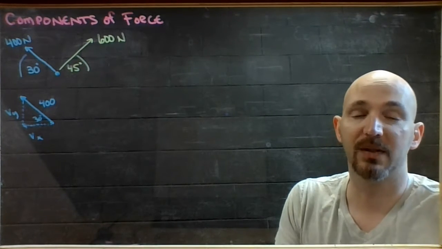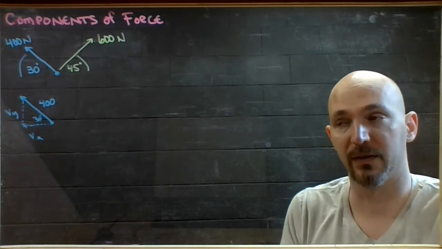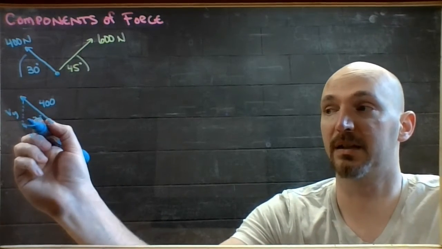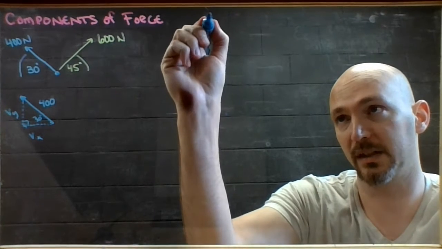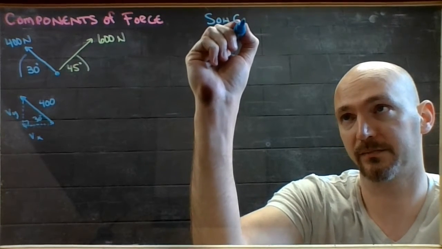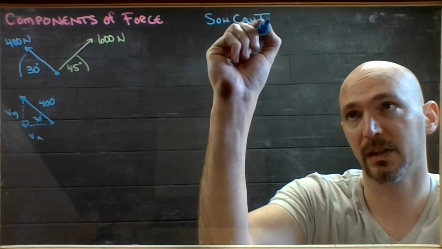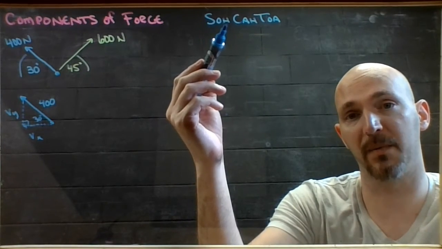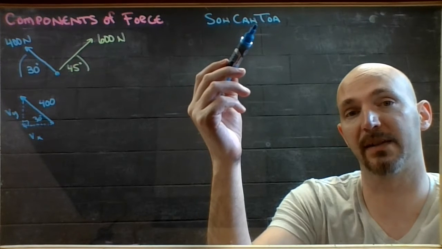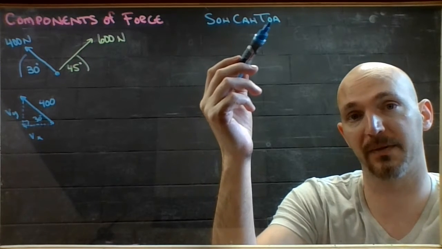Now I'm just going to use some basic trigonometry in order to figure this out. X and Y meet at a 90-degree angle, so all I really need is SOHCAHTOA. I'm going to write that up here. That's a little nonsense word for sine is opposite over hypotenuse, cosine is adjacent over hypotenuse, and tan is opposite over adjacent.